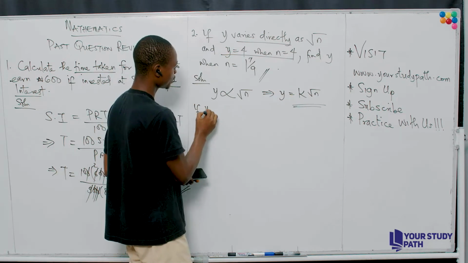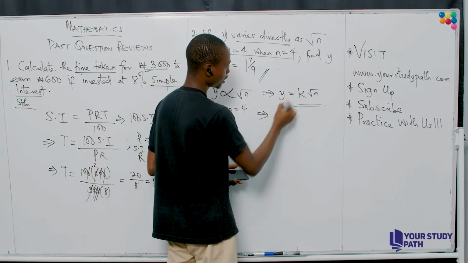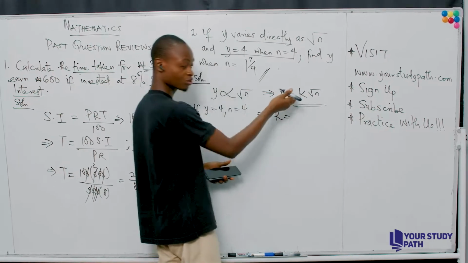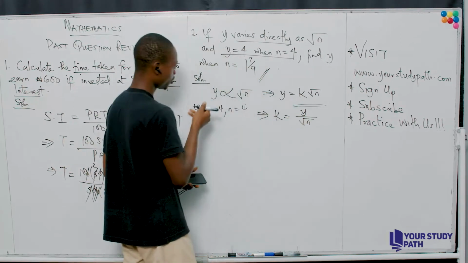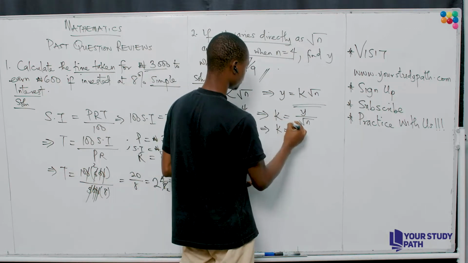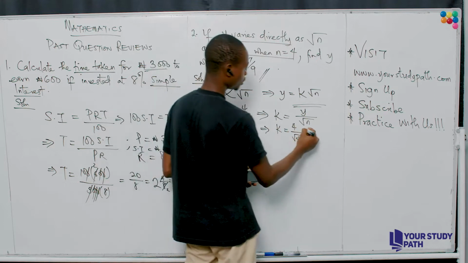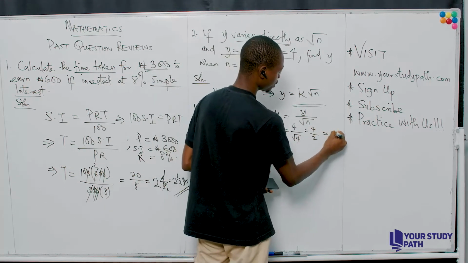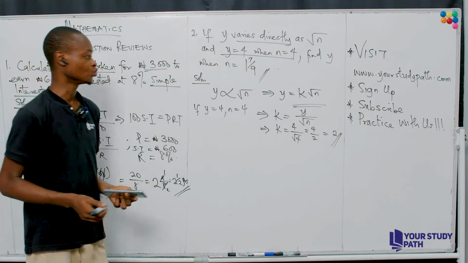So if y is equal to 4 and n is equal to 4, what does that mean here? It means that first and foremost, k by summary of the formula will be equal to y divided by root n. So plug in these values, you now have that k is equal to y, which is 4, divided by root 4. And root of 4 is 2, so this is 4 over 2, which is essentially 2. So it means that the constant of variation here is in fact 2.